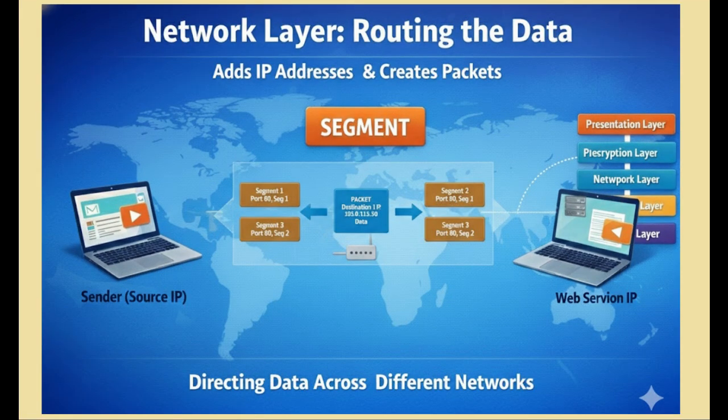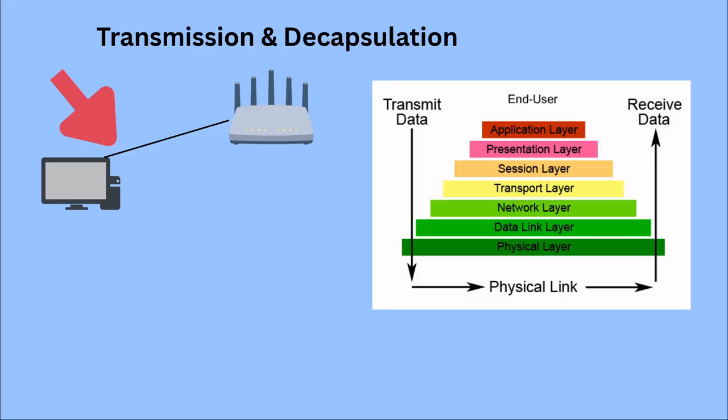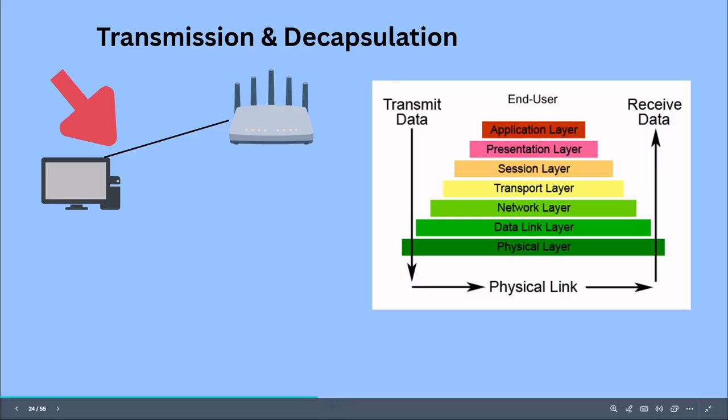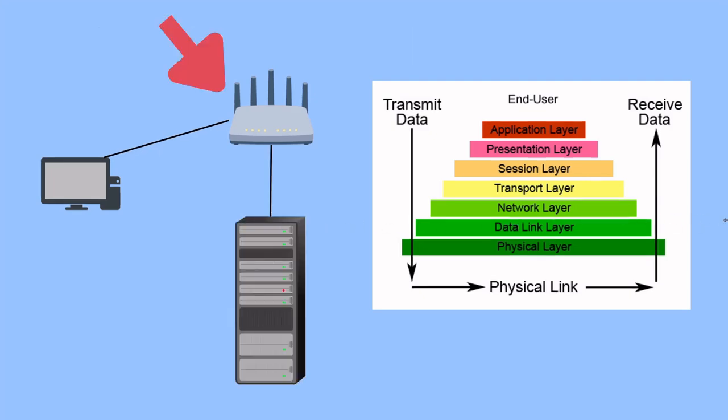The network layer then adds IP addresses, turning the data into a packet. And finally, the data link layer adds MAC addresses, creating a frame ready for transmission. Once the frame leaves the PC, it travels through switches and routers across the network. Each router checks the IP address to determine the next path the packet should take.